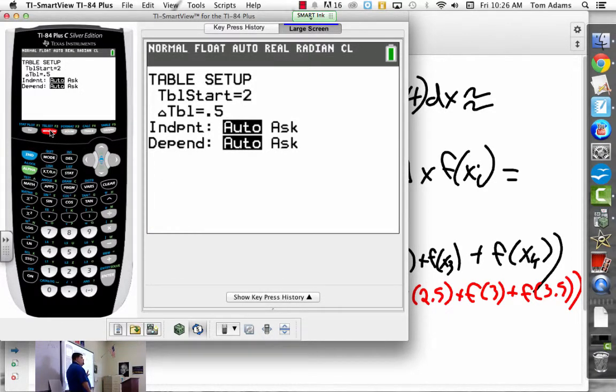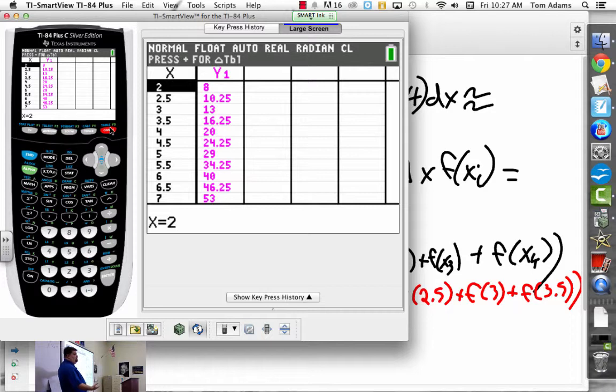Okay. And I'm going to start with the number 2. And what's delta x? 0.5. So what do you think I should set my delta table to? 0.5. Watch what happens when I do that. It goes to 0.5.